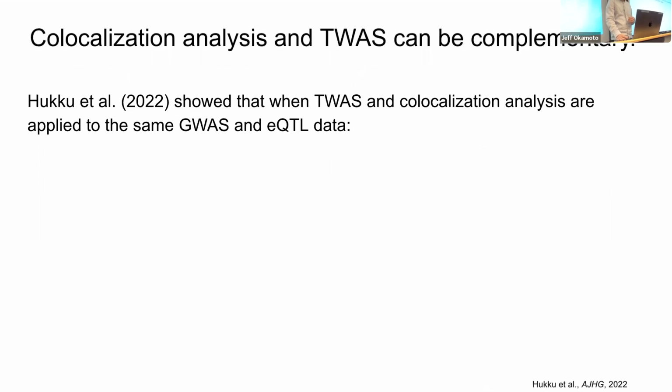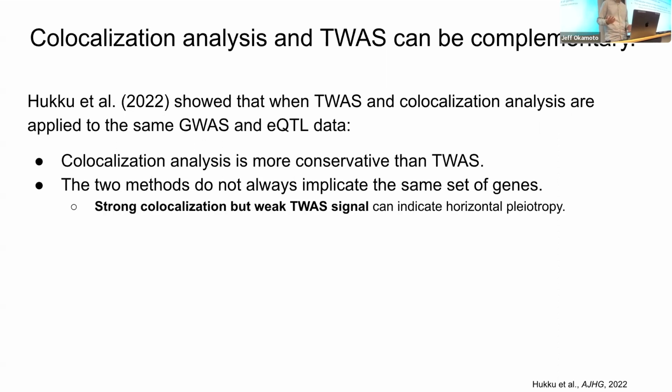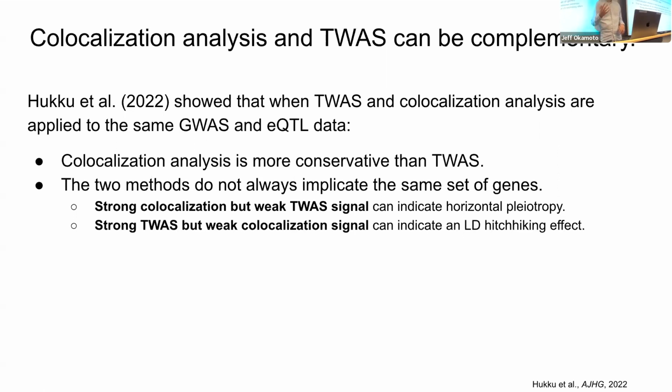So recent work by Hukku et al. has shown that when these two types of analysis are applied to the same data, they can actually be complementary. So it turns out that they don't always implicate the same set of genes. And their interesting finding was that this can point to certain things going on in the underlying biology. So for example, if you have a gene that has a strong colocalization signal but weak TWAS signal, that can indicate the presence of horizontal pleiotropy. Meanwhile, if the opposite is true, that can indicate the presence of an LD hitchhiking effect.